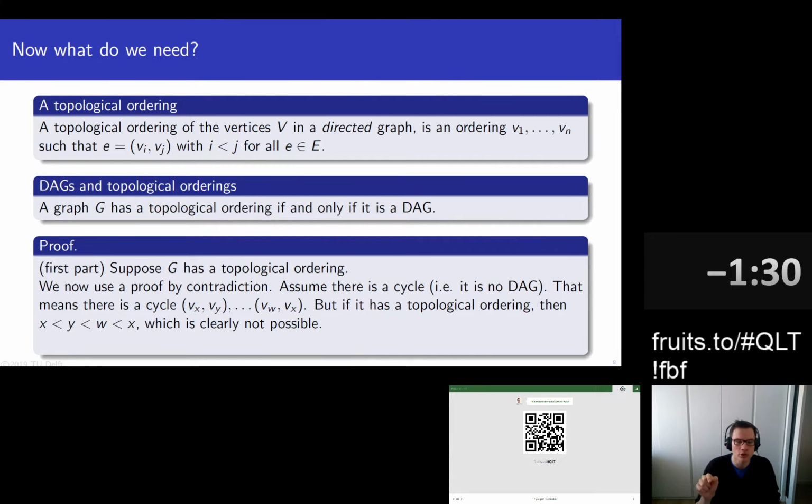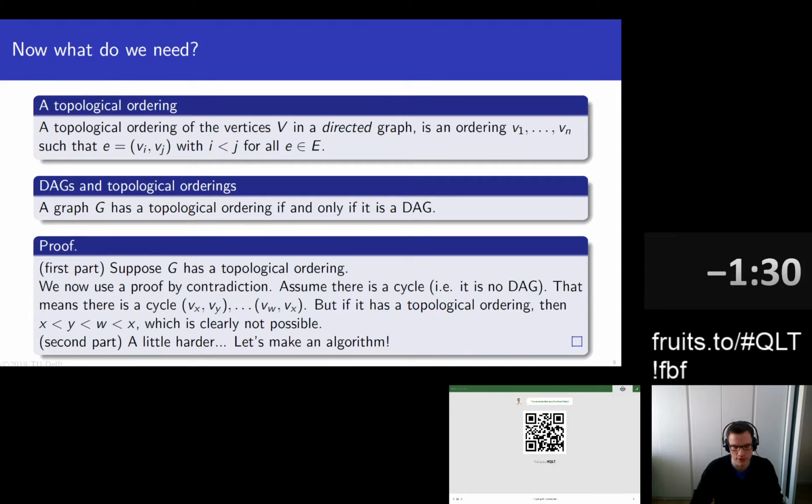But due to the way our topological ordering is constructed, we know that x must be smaller than y, because there's an edge from x to y. y must be smaller than whatever comes after that, so y must be smaller than w. But now w must be smaller than x, because there was an edge from w to x. And that's impossible. x cannot be smaller than itself. So the first part: if it has a topological ordering, it must be a directed acyclic graph.